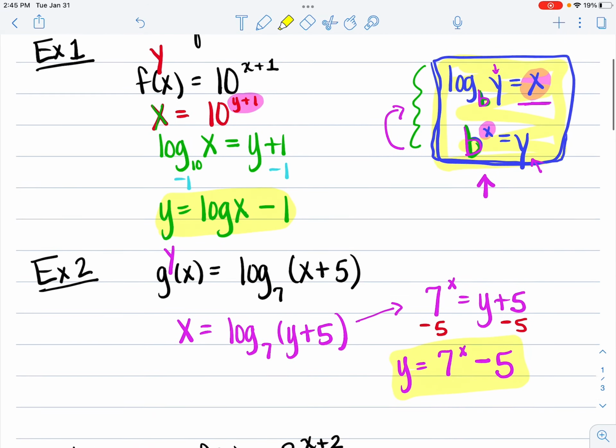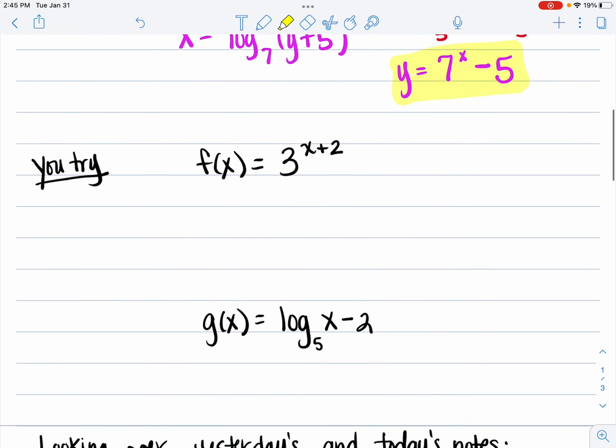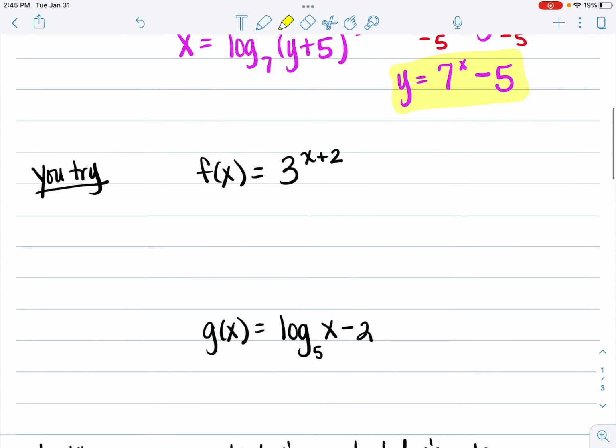So that's what I want you to practice today. I know that we definitely need practice on changing back and forth between logs and exponents. The two examples I gave you are very similar to what I just did, so I want to see that you've tried those.